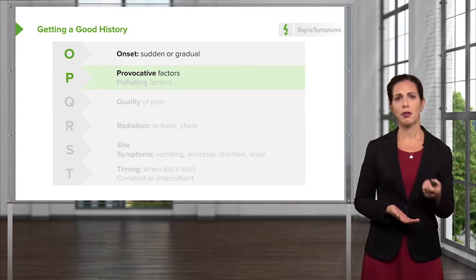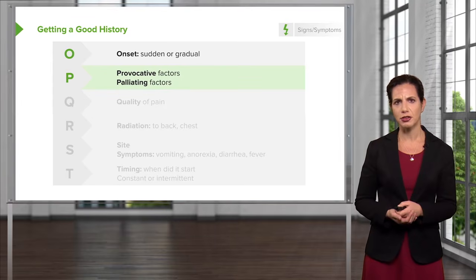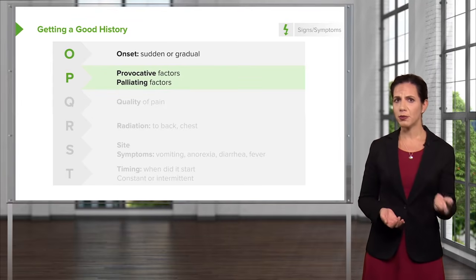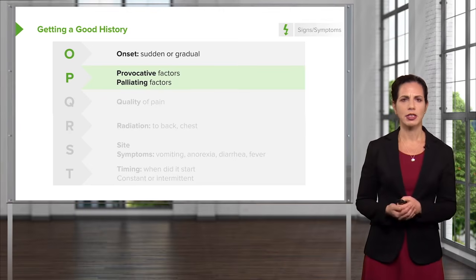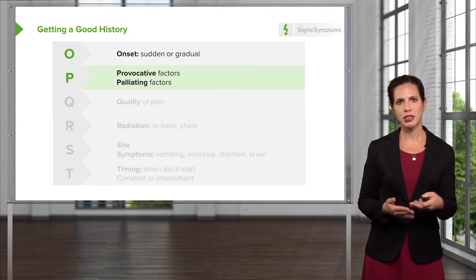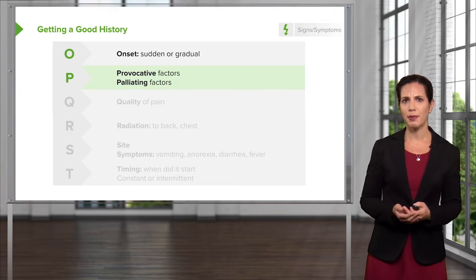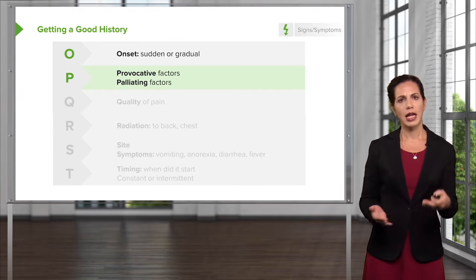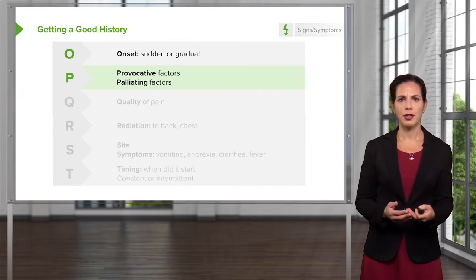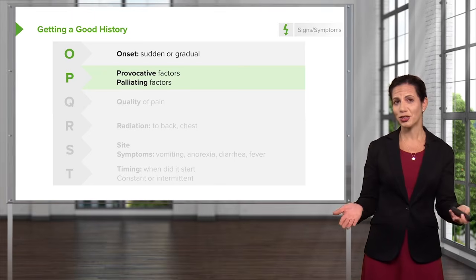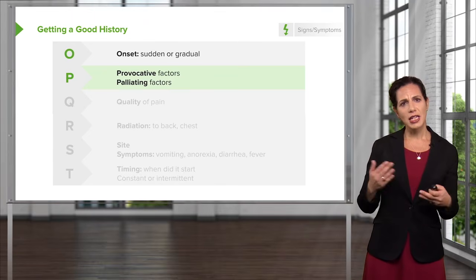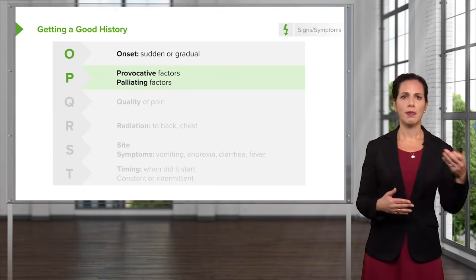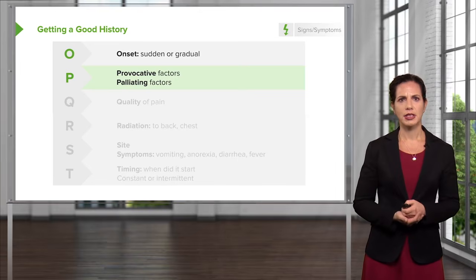P stands for provocative factors or palliating factors. Are there certain things that make the pain worse? Does eating make the pain worse? Especially in gallbladder disease, we think about eating fatty foods making the pain worse. Do certain things make it better? Does it get better when you lay on your side? Does it get better when you eat, potentially? There are certain things that actually get better when you eat. So think about and ask patients what makes it better, what makes it worse.